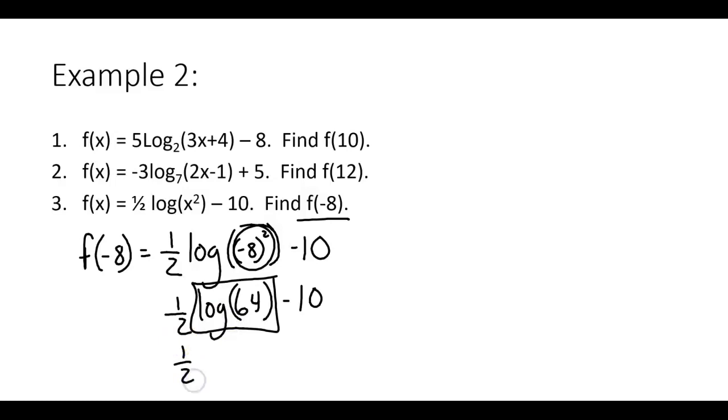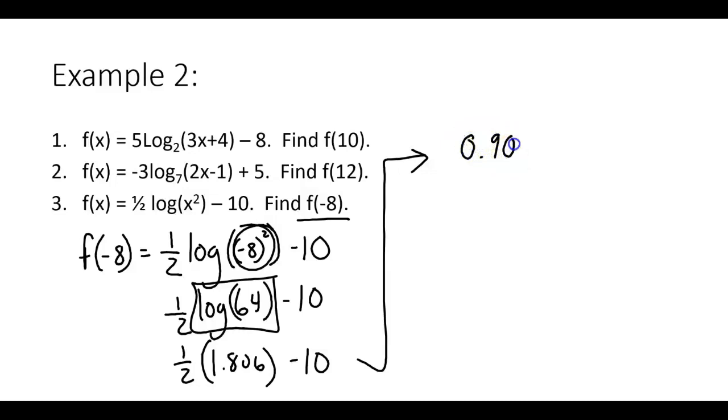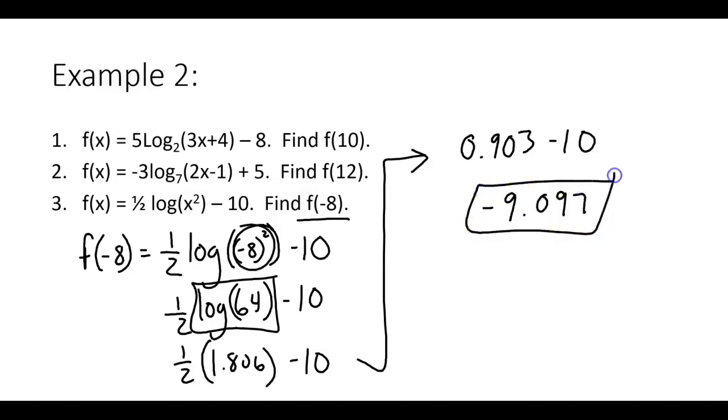My calculator can tell me right away what is log of 64. In other words, what power would you have to raise 10 to in order to get 64? And the answer is 1.806. And then from there, we'll just use our calculator for the rest. I'm going to multiply it by a half now. On my calculator, I'm just going to multiply it by 0.5 because that's what 1 over 2 is. And that gives me 0.903. And then we're going to subtract 10 from that. The final answer is negative 9.097. Okay?